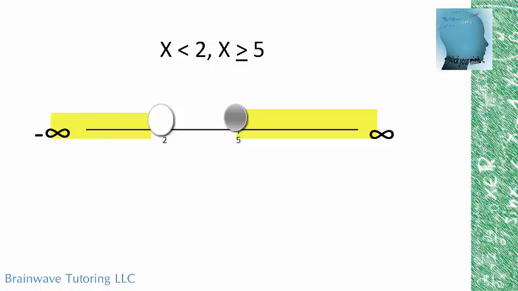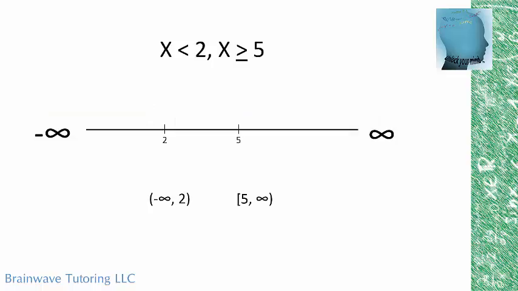This time, my first interval is -infinity to 2, non-inclusive, and my second interval is going to be 5 inclusive to infinity. Notice that I've enclosed the 5 in a bracket so that I've included that number in my interval. And that's all there is to it.